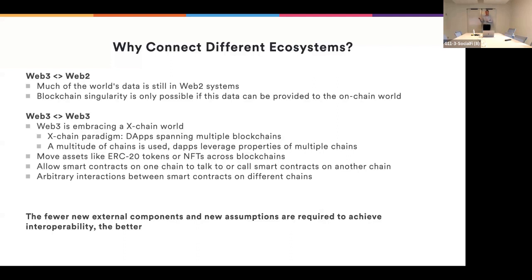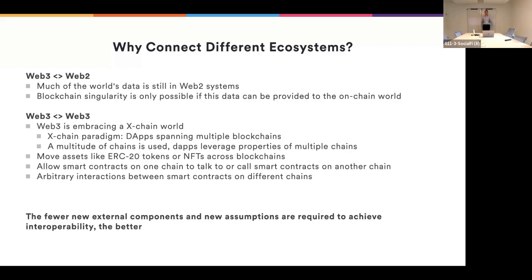And then Web 3 to Web 3, so integrating blockchains with each other. I think that's also very visible: Web 3 is increasingly embracing a cross-chain world, meaning that we have the cross-chain paradigm that dApps span multiple blockchains. So a dApp can now leverage multiple chains to provide its service, for example, in order to be most cost-effective or to be able to provide its service at all. Because, for example, Ethereum doesn't have enough storage, it can leverage storage on another blockchain and combine those aspects of the different chains. That is what cross-chain is. One important aspect, for example, is moving tokens like ERC20 tokens or NFTs across blockchains, very important.